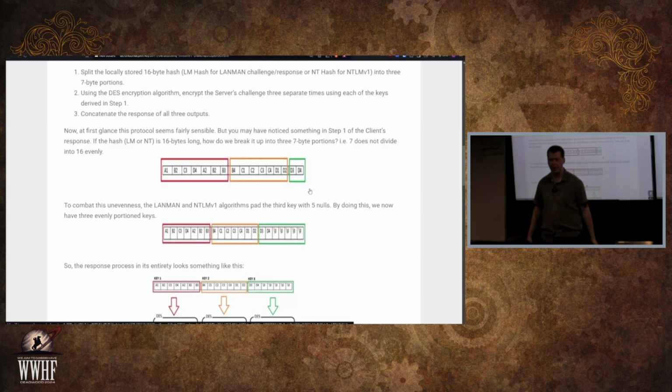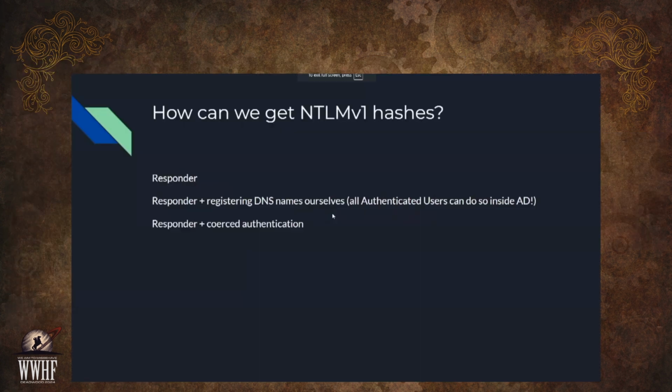2 to the 16 operations, 65536. Like less than a millisecond in Python, crappy Python that you're about to see. All right? So how do we get these NTLMv1 hashes?